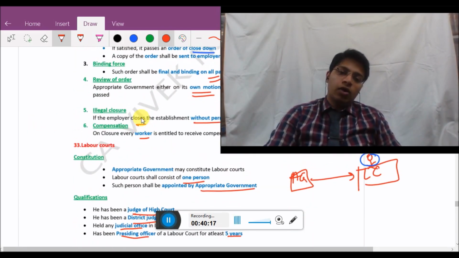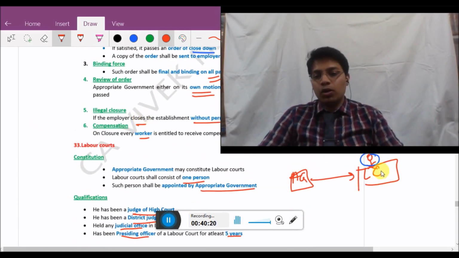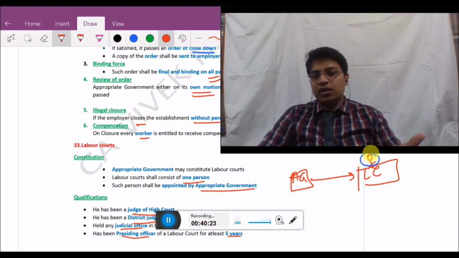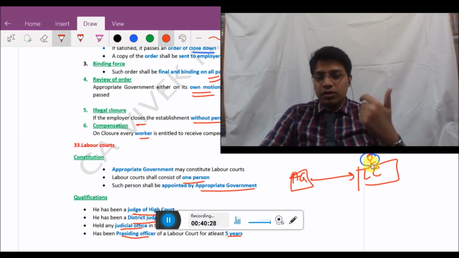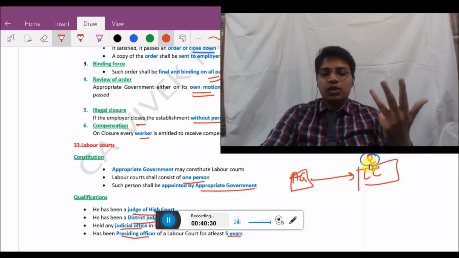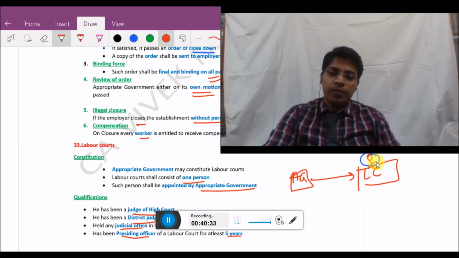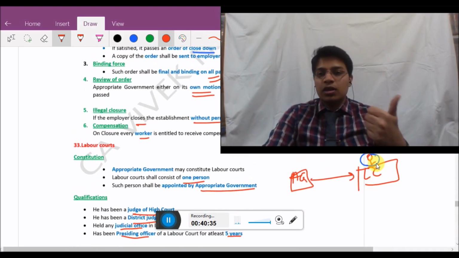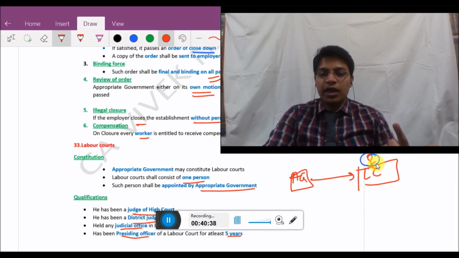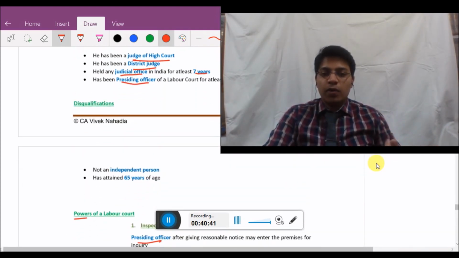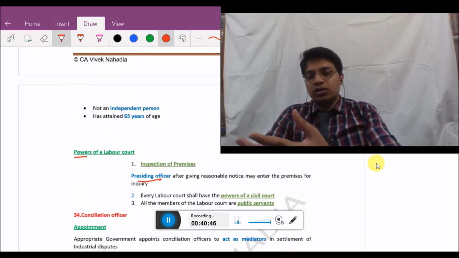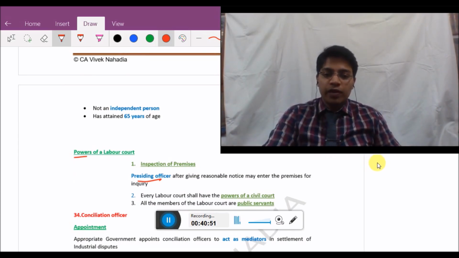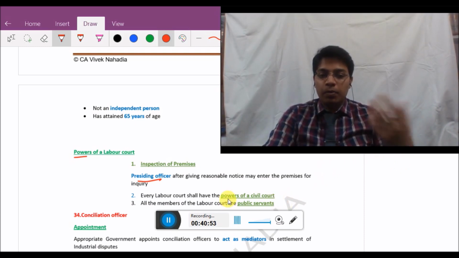Labor courts. Constitution is what? Appropriate government appoints the labor court and the person, the presiding officer. Then we have discussed the qualification of the presiding officer. And what are the qualifications? He has to be a High Court judge, district judge, hold judicial office, and hold presiding officer. What are the disqualifications? He is not independent, or he has attained the age of 65 years. What are the powers of the labor court? The presiding officer can give a reasonable notice to the premises and he can go for inquiry or investigation. Every labor court has the powers of a civil court and all the members of the labor court are public servants.